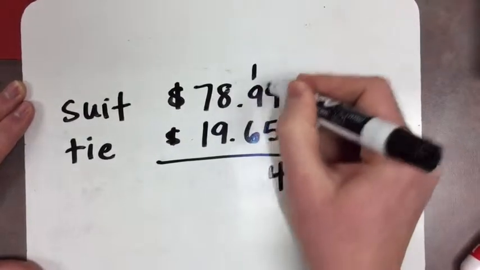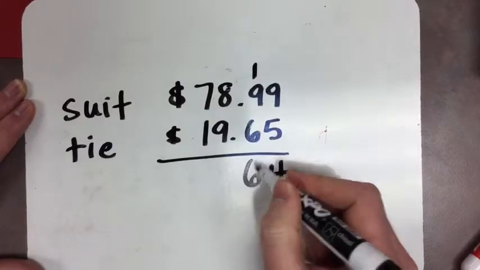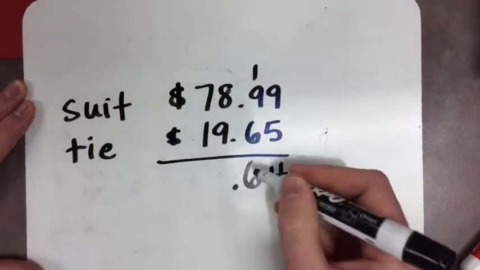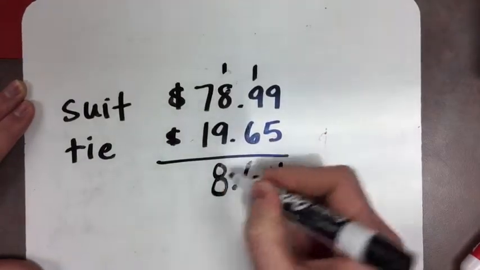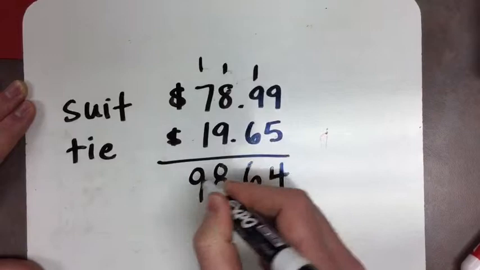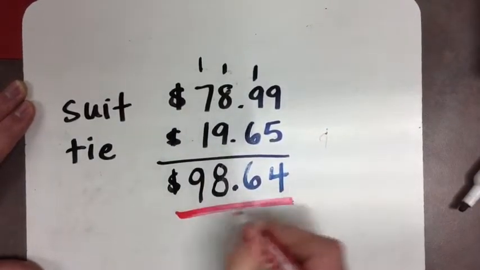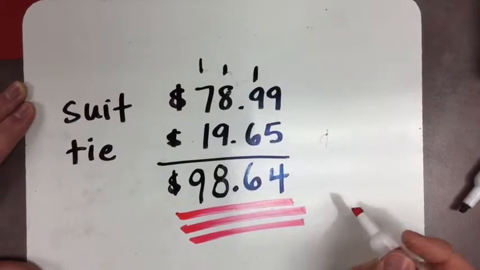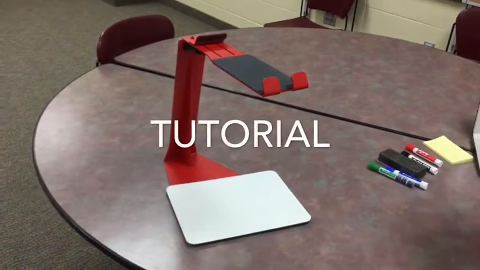9 plus 5 is 14, carry the 1. 9 plus 1 is 10, plus 6 is 16. I have my decimal that I'm going to carry down, so I know it's 64 cents, carry the 1. 9 plus 8 is 17, plus 1 is 18. Carry the 1, 7 plus 1 is 8, plus 1 is 9. So the total for the suit and the tie was $98.64.